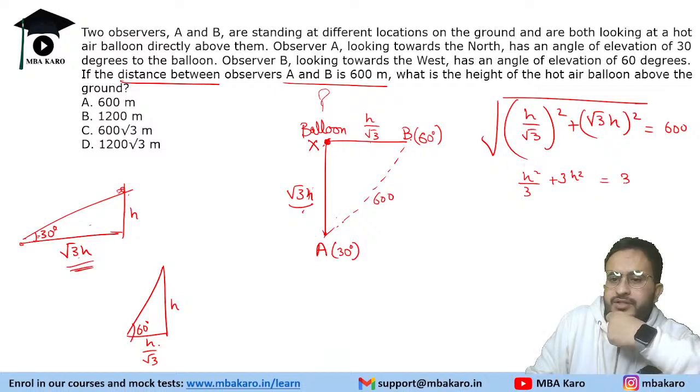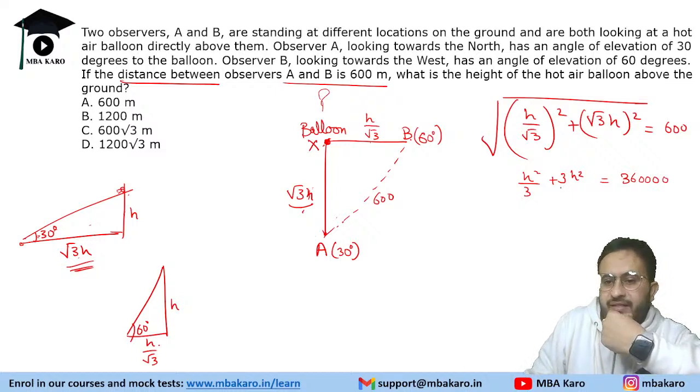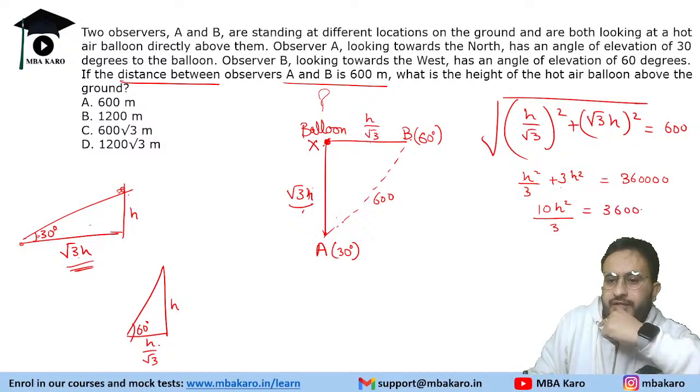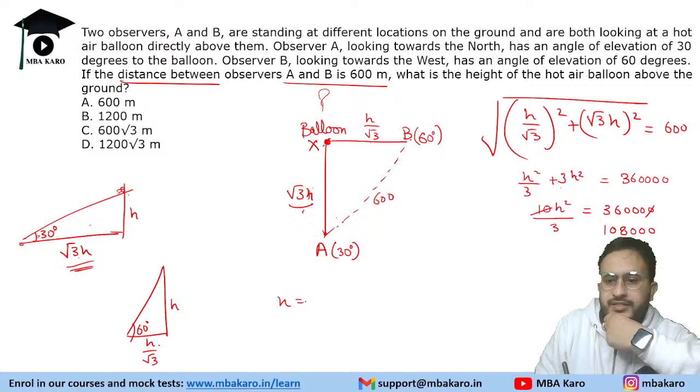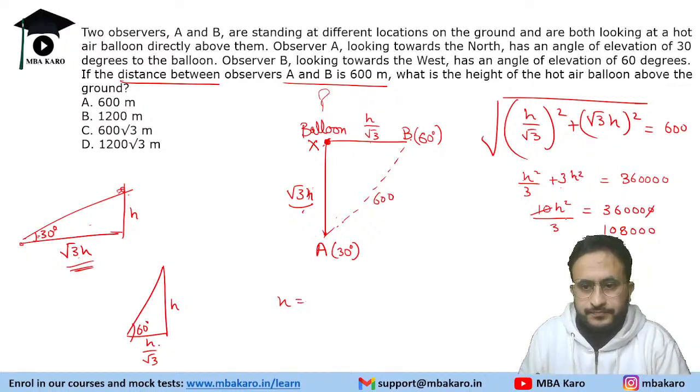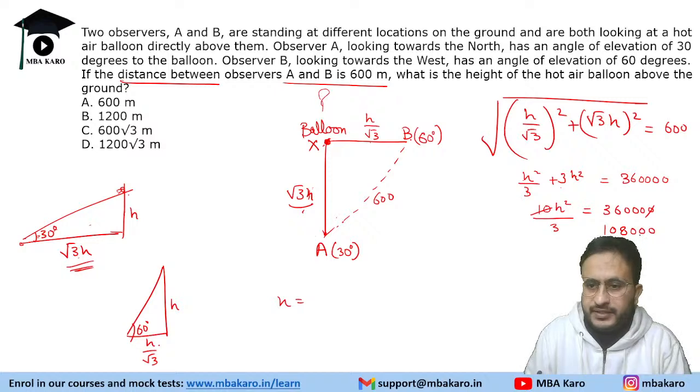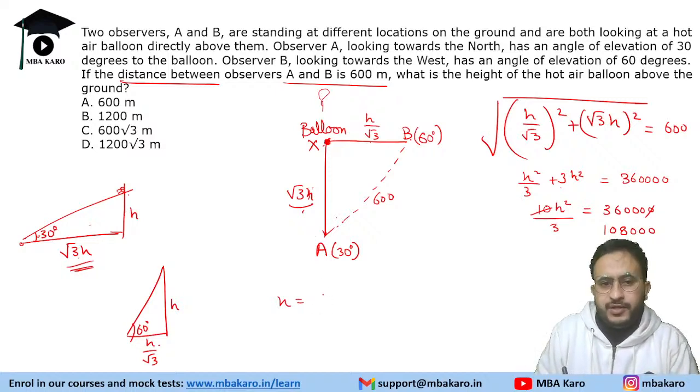Remove the square, that will be 36 followed by 4 zeros. Okay, so we get h square plus 9h square, 10h square by 3 is equal to 36 followed by 4 zeros. Isn't it? So h square will be 36,000 into 3, so that is 108 triple zero. Okay, so we need to find h. H square is 108 followed by triple zeros. H will be how much?